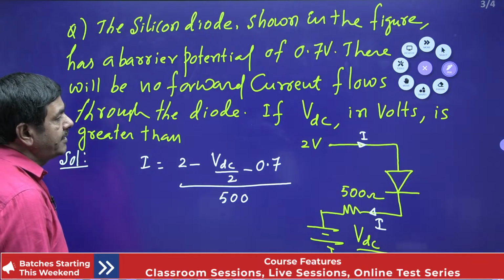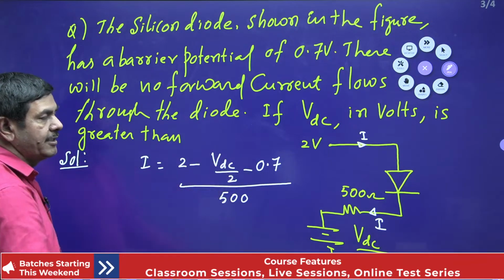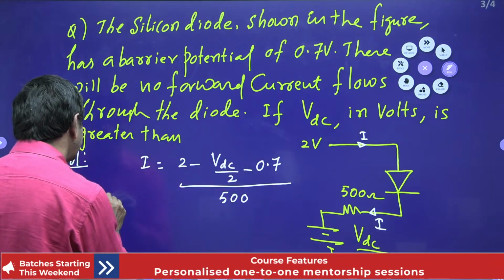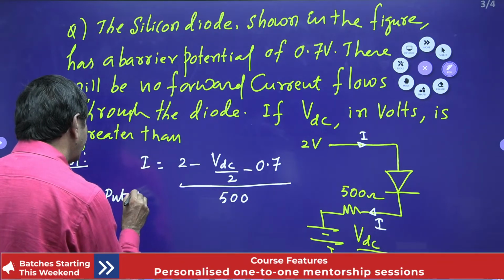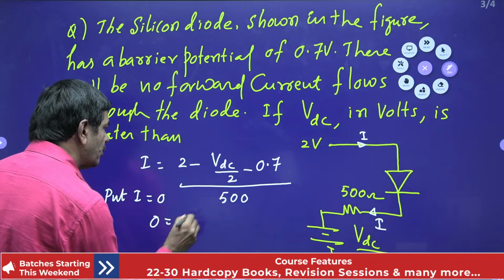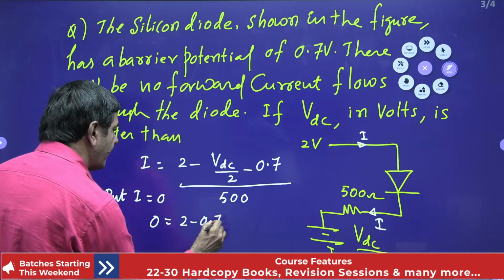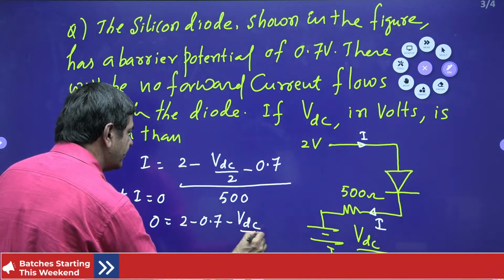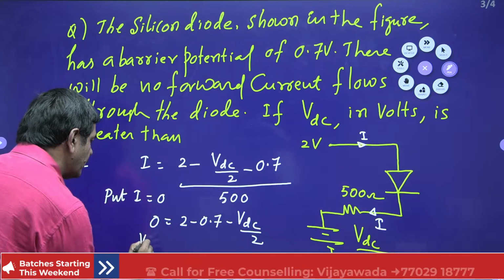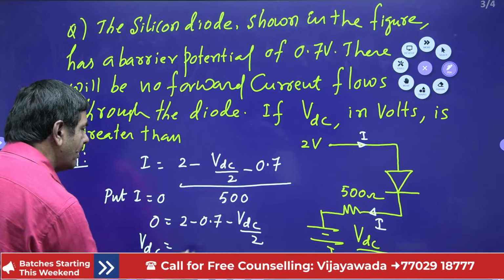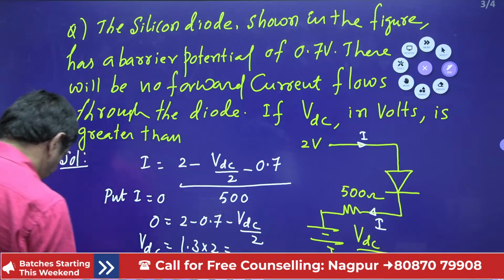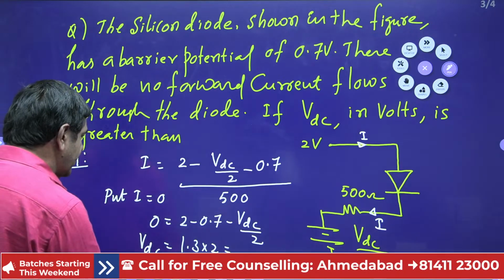But I want to make the current through the diode 0 only. The forward current is to be made 0, so what VDC is required? Put I equal to 0 here. When I is 0, 0 equals 2 minus 0.7 minus VDC by 2. Then finally VDC by 2 equals 1.3, so VDC equals 1.3 into 2, which is nothing but 2.6 volts.